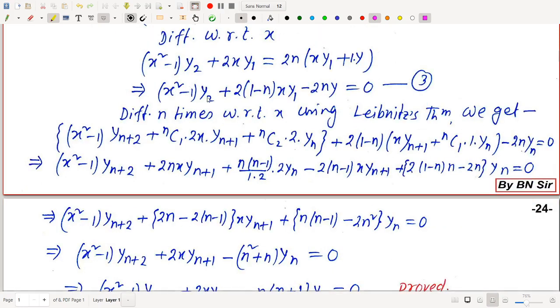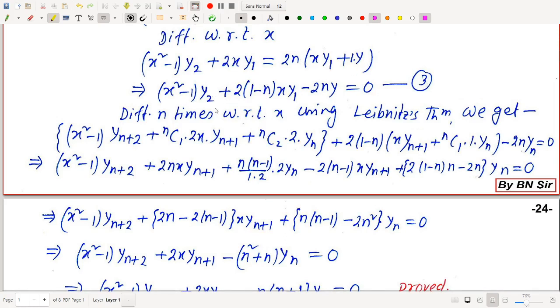Then (x² − 1) y2 + y1 is here, and y_n is there, so if we change sides and take 2 and x common, we get 2(1 − n) x y1 minus 2n y. We changed the side, and this is line number 3.